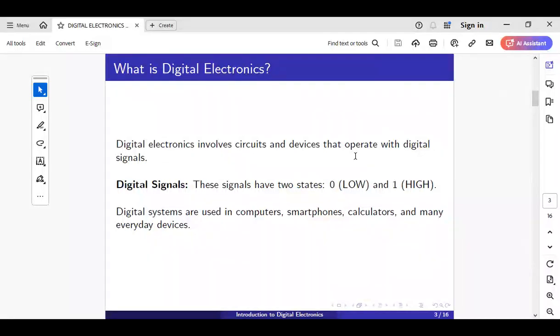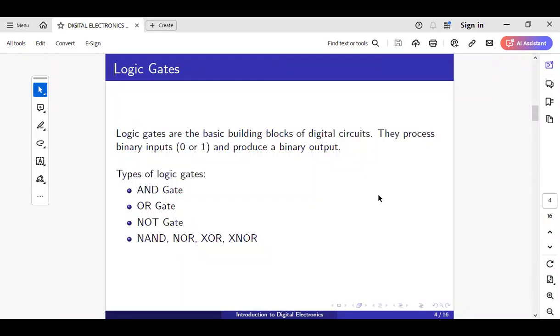Logic gates are basic building blocks of digital circuits. They process binary inputs, 0 or 1, and produce a binary output. So what do we mean by binary output? You remember our output is always either a 0 or a 1. That's why when we add in the OR gate, 1 plus 1, we don't get a 2. Still we get a 1, because the output must also be binary.